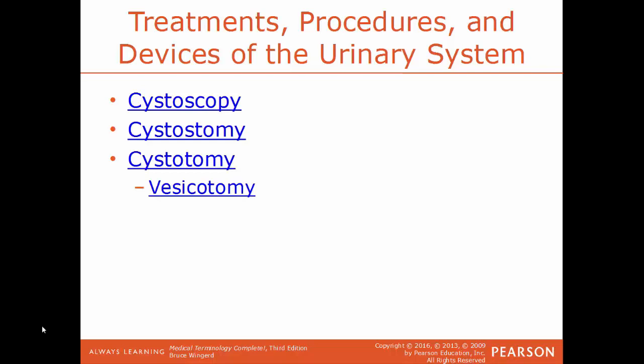Cystostomy. This is the surgical creation of a new opening into the urinary bladder. And to do so, you need to cut into the bladder, which would be a cystotomy, the actual process of cutting into the urinary bladder. It's also known as vesicotomy.